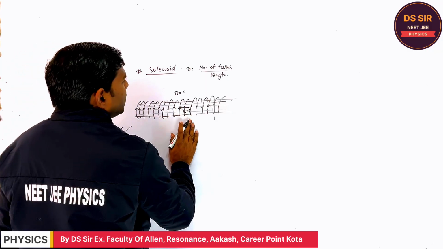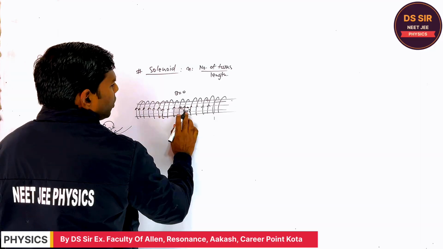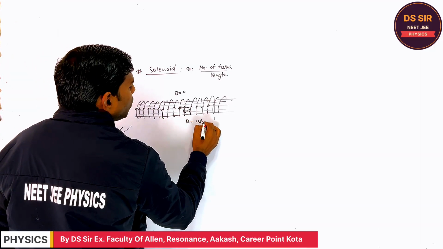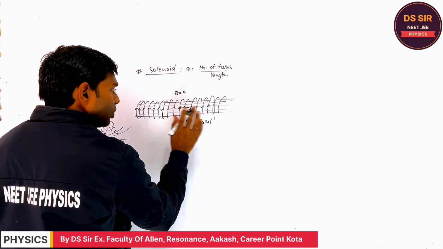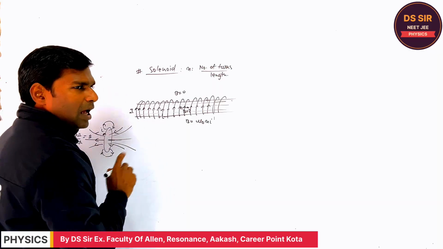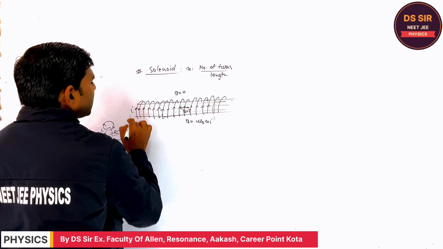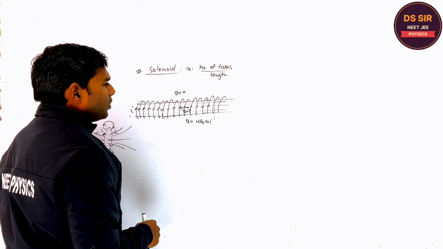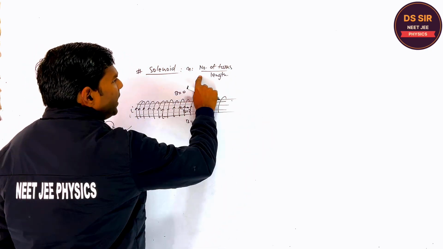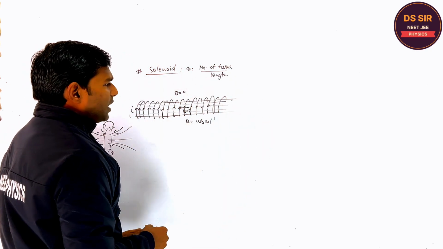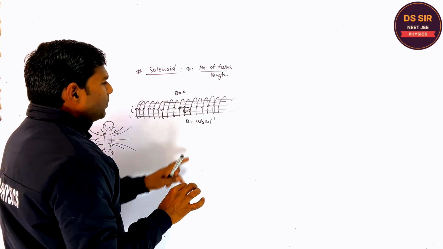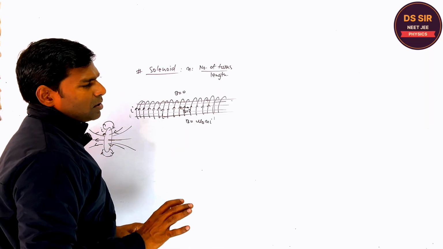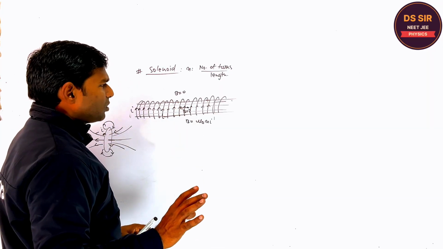This magnetic field inside the solenoid comes to be mu naught n into I. You have to remember this. And what is I? I is the current in each turn. Suppose the current in the wire is flowing I, where n is the number of turns per unit length. And how does it come? It can be proved with the help of Ampere's law. Is it clear or not?